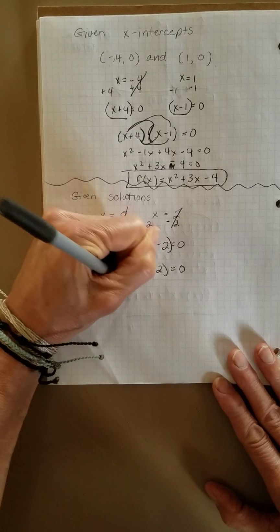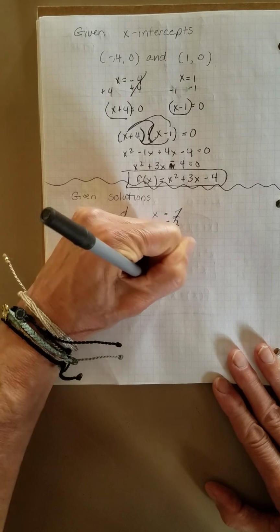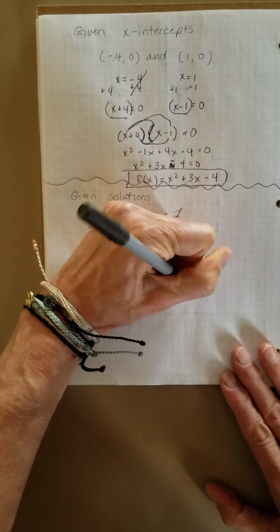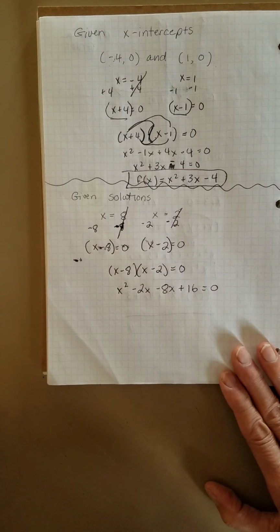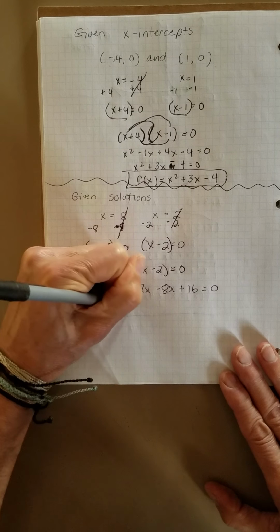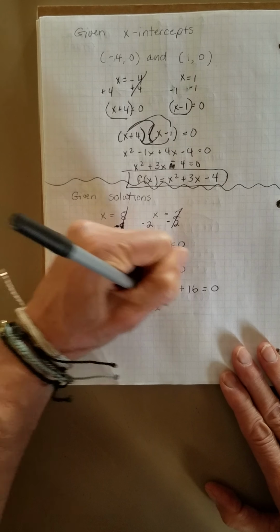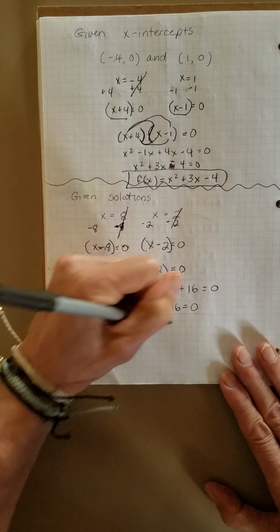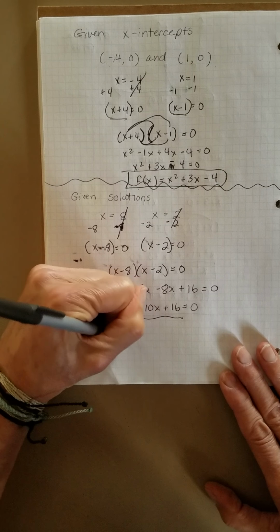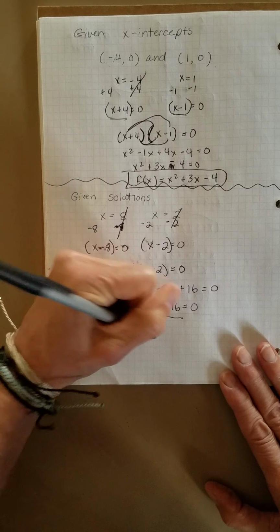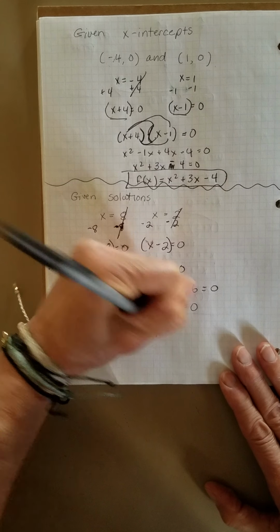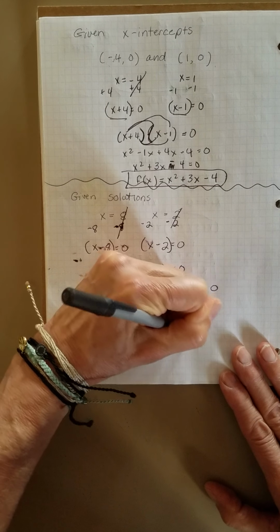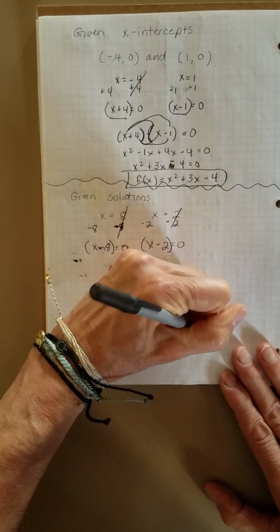FOIL. Combine like terms. Write our answer so it looks like a function: f of x is equal to x squared minus 10x plus 16.